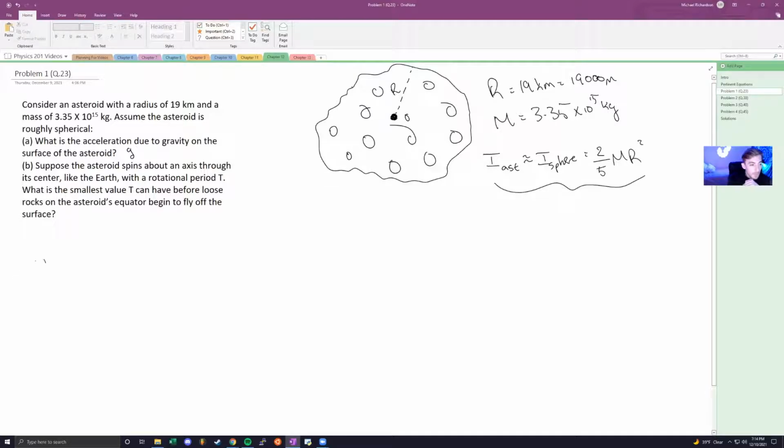So for part A, we want to find the acceleration due to gravity of our asteroid. The equation we have for this is our gravitational constant times our mass divided by our radius squared. Writing on the subscripts, this is the mass of our asteroid, and this is the radius of our asteroid.